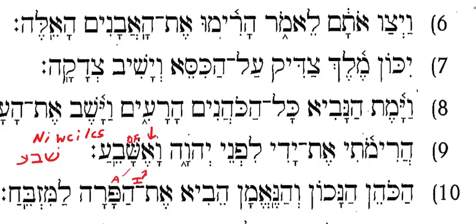Others? So how are we translating number 9, the whole sentence? Do you want to give us a translation, and we'll tell you whether we agree or not? Okay, let's read it out loud together. Ready? Harimothi et yadi lifnei Adonai va'eshavea. So what's that mean? I raised my arm or hand before the Lord and swore an oath.